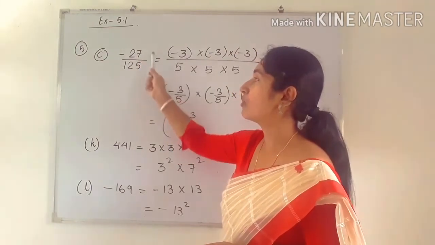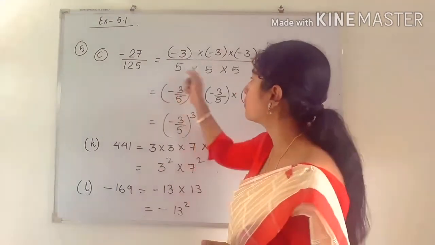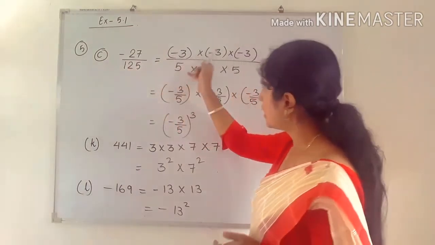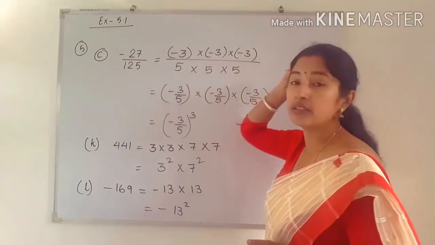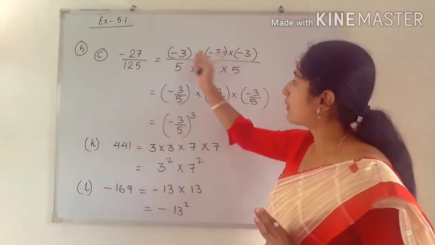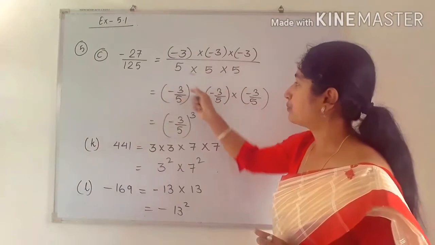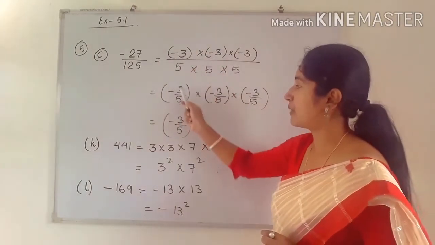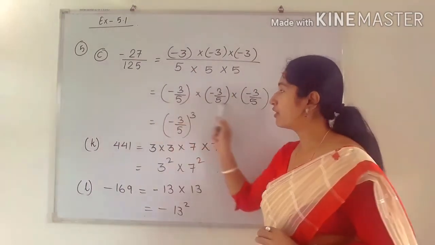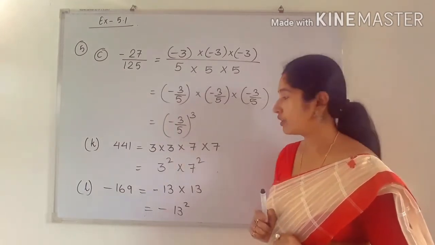So see, number C is minus 27 by 125. So by doing prime factorization, we get 27 is equal to 3 into 3 into 3. Okay. There are 3 number of 3's. As minus symbol is also present, so we will include the minus symbol inside the bracket. Okay. Because 3 is multiplied how many times? 3 times. That means after multiplying this number also, we will again get what? Minus symbol. So we can again write it like this: minus 3 by 5 into minus 3 by 5 into minus 3 by 5. So minus 3 by 5, see how many times it is multiplied? 3 times. So we can write minus 3 by 5 whole to the power 3.